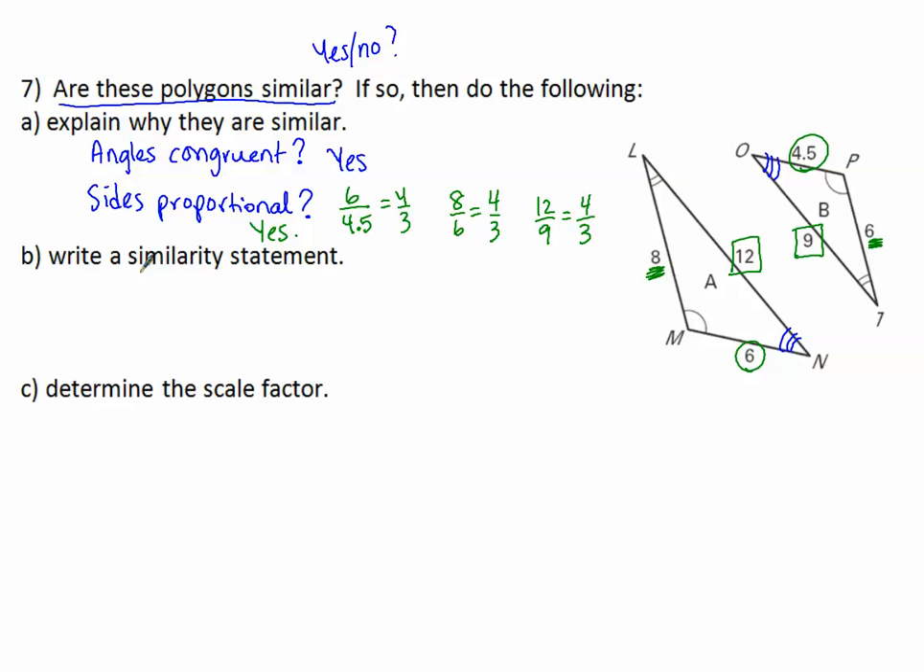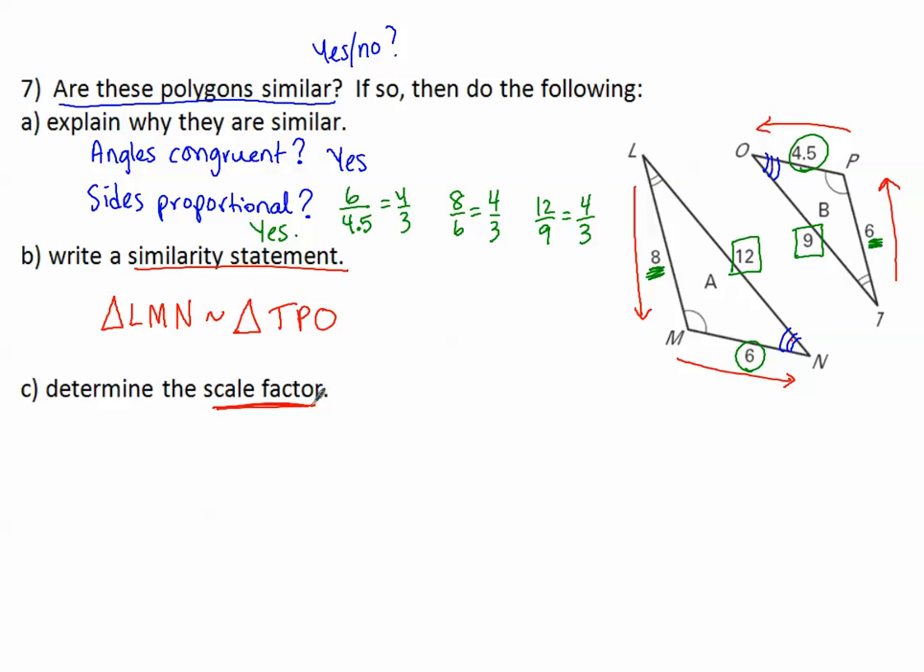Write a similarity statement. Triangle... So anyway we want to write this first one, maybe alphabetically, LMN, similar to triangle... Can you match up the corresponding parts? Let's see how we went. LMN. We went medium to small side, or we can say double slash, single slash, triple slash, 2, 1, 3. How do we do it here? 2, 1, 3. TPO. Scale factor? That's easy. We already figured it out when we reduced the sides. 4 over 3. Not bad, right?